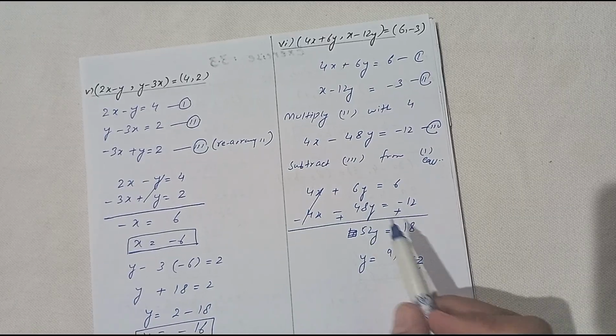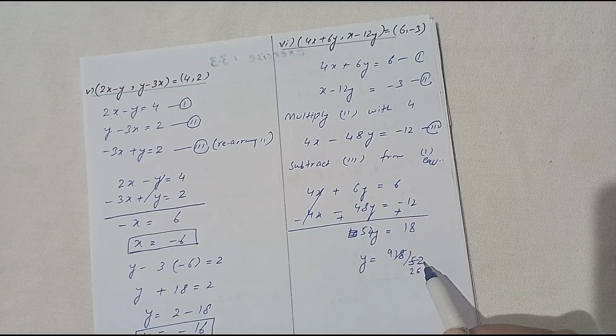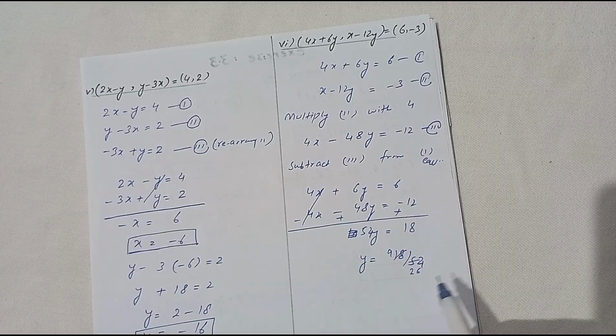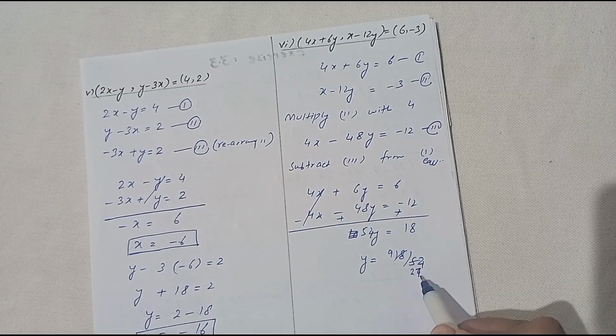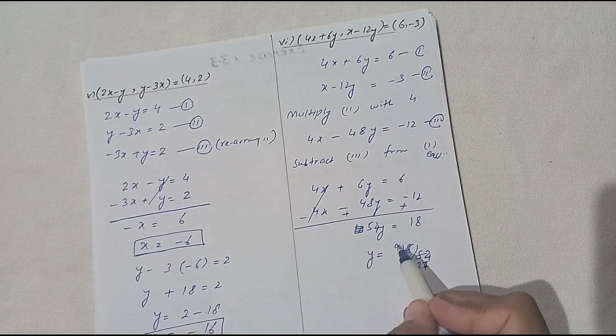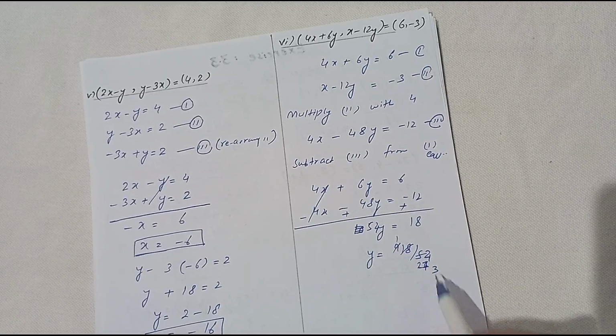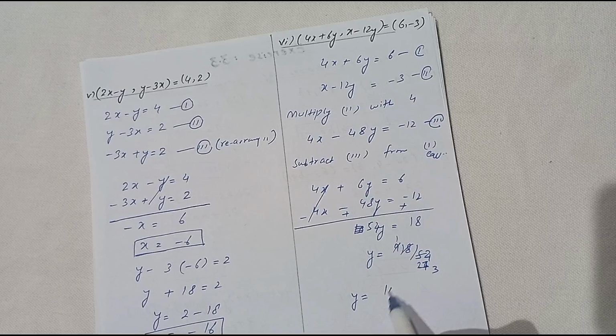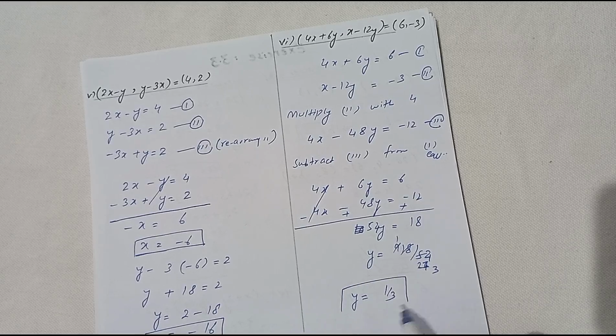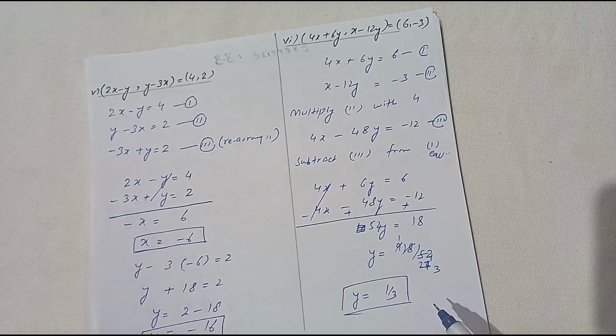Sorry, 6 plus 48 equals 54. So dividing by 2: 2 2s are 4, 2 7s are 14, 9 1s are 9, 9 3s are 27. So the value of y equals 1 by 3. Now put the value of y in any of the equations to get the value of x.